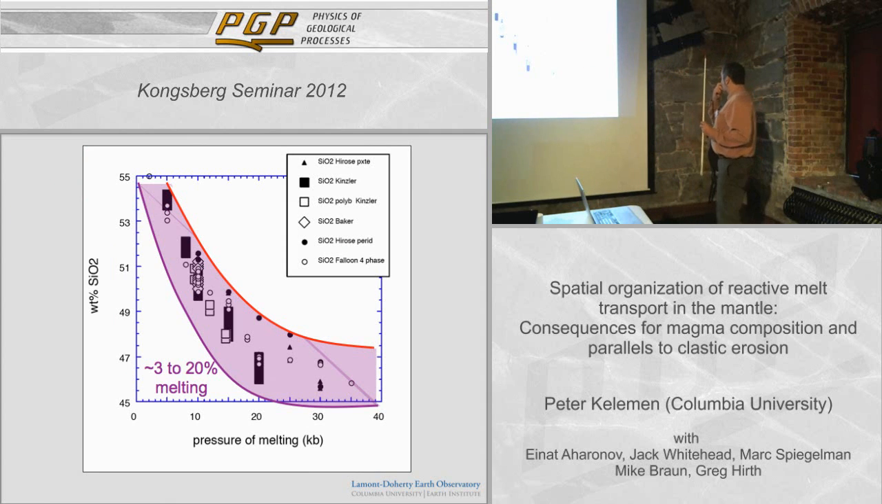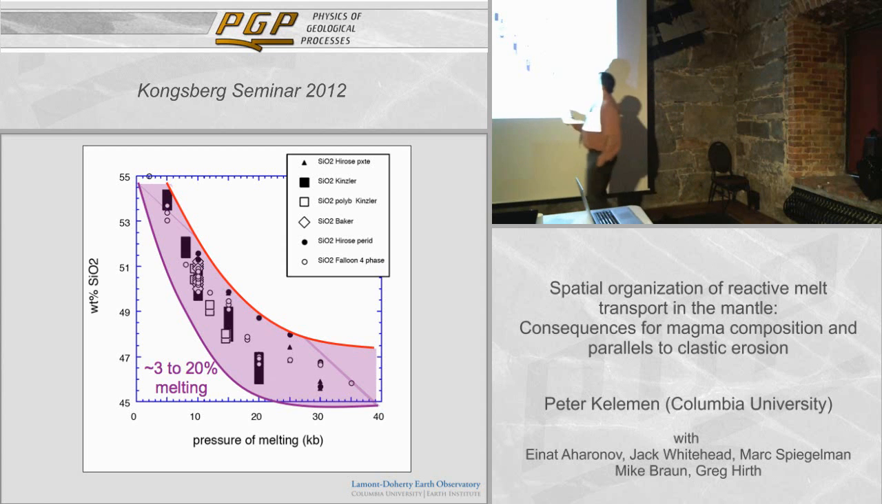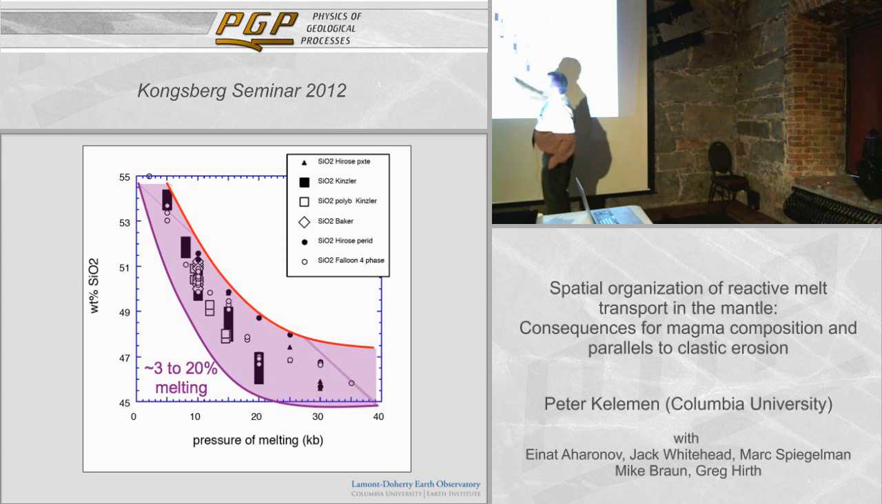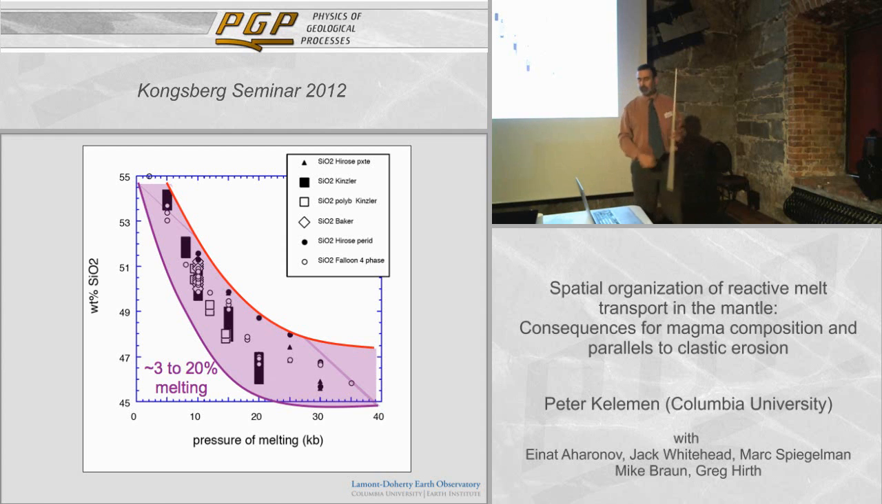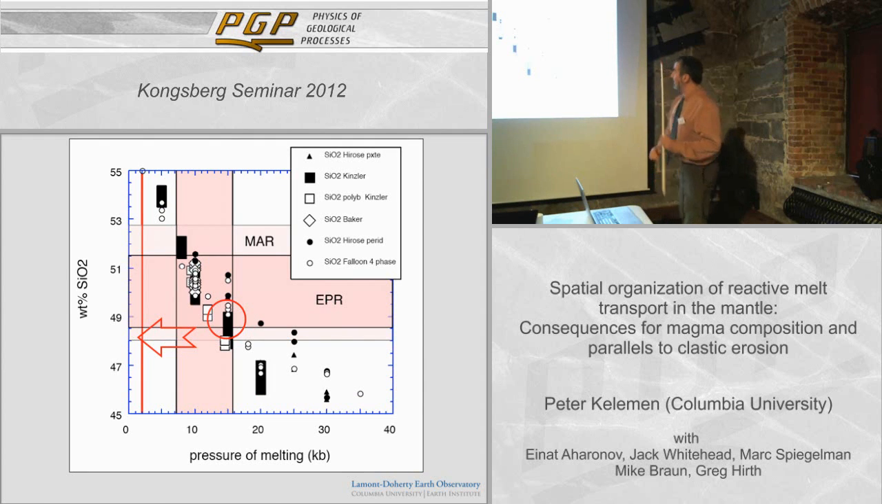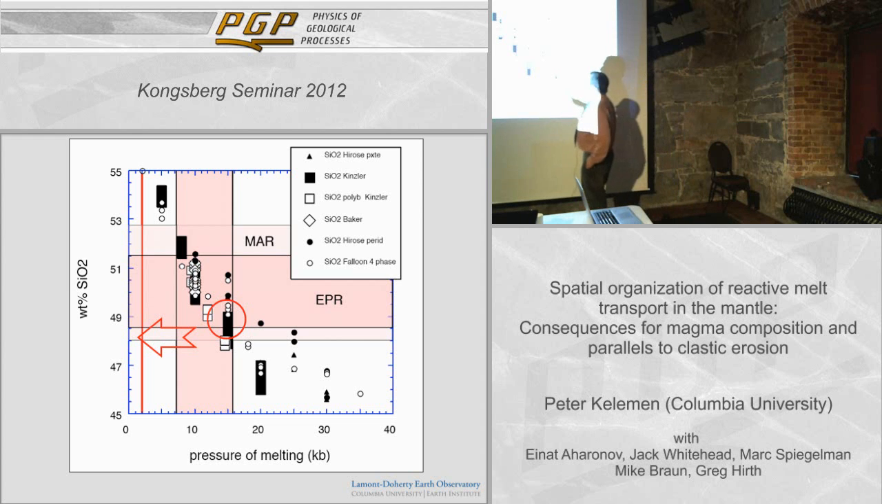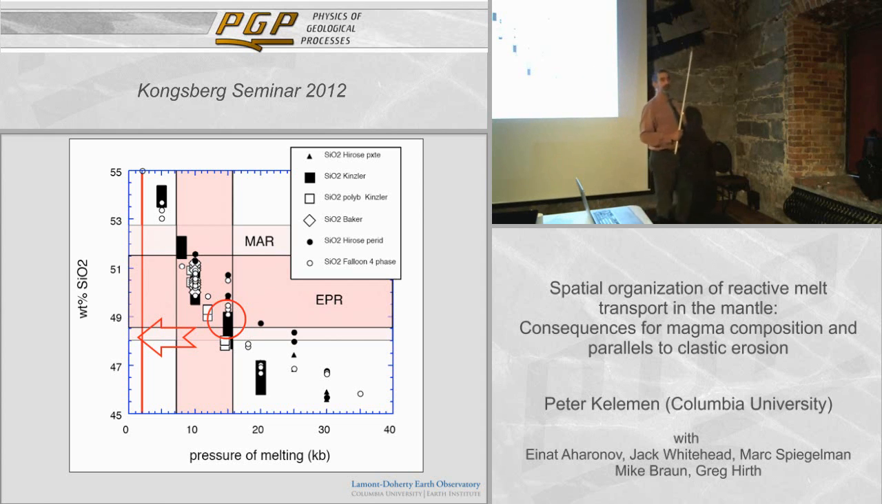And, okay, I have to teach you some igneous petrology. So the silica content of mantle-derived melts is kind of a barometer. Melts of peridotite at high pressure have low silica contents. Melts of peridotite at low pressure have high silica contents. And mid-ocean ridge basalts record an average pressure of melting of something like 1.5 GPa.